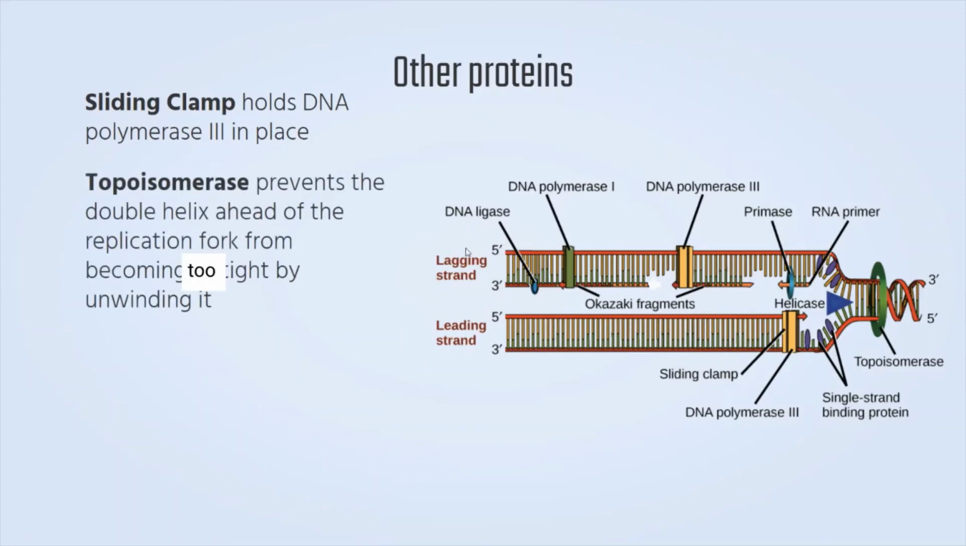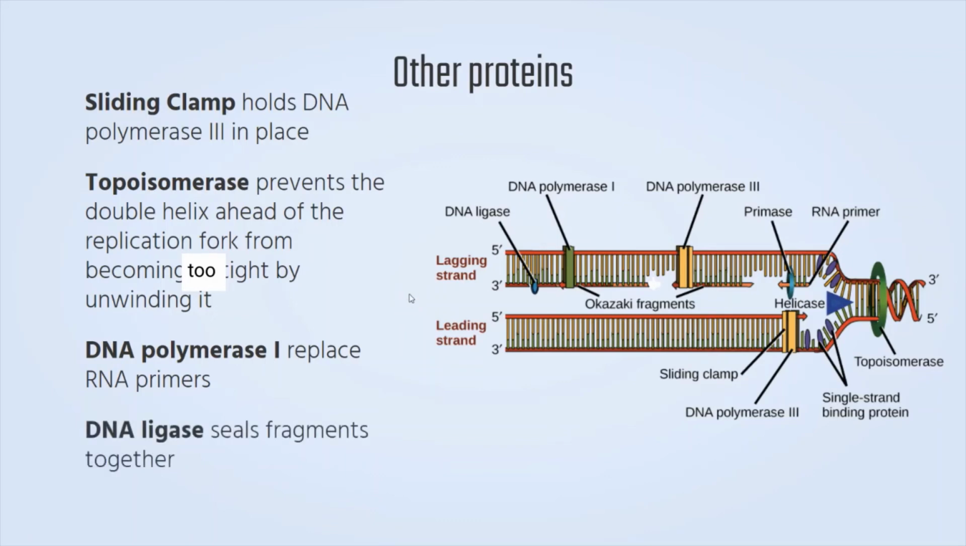Next, the topoisomerase will prevent the double helix ahead of the replication fork from becoming too tight by unwinding the DNA. So this is topoisomerase. Next, DNA polymerase 1 will replace the RNA primers after they are not in use anymore. DNA ligase will seal fragments together, such as Okazaki fragments in the lagging strand.